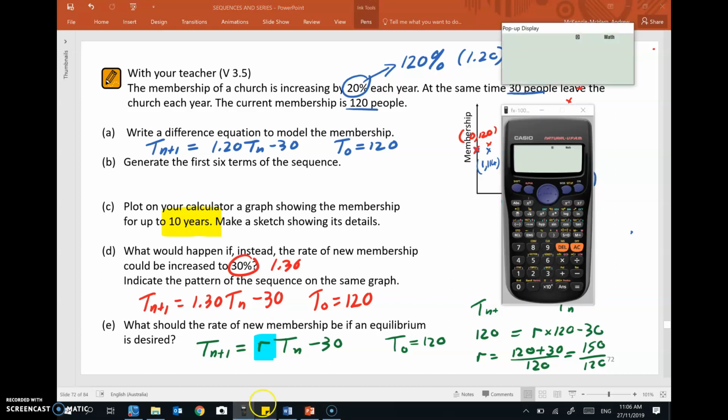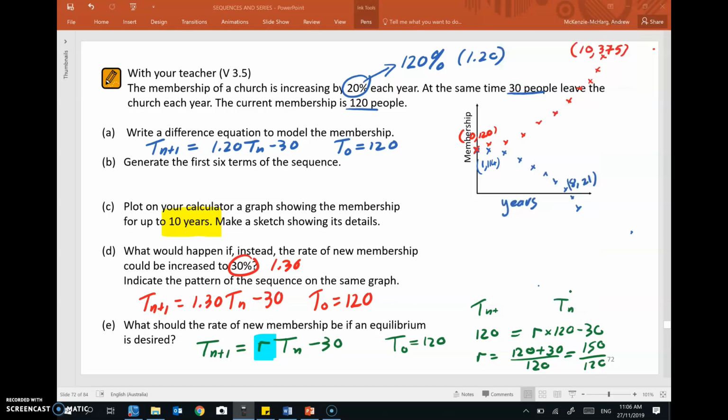150 divide 120, 1.25. Now what is that as a percentage increase? 1.25 is 25%. So if they want to have the same number of people in the church each year, given that 30 will be leaving, then you want the rate of increase to be a 25% increase. Okay, a big long example there. So go ahead and try the questions in the description for the video.